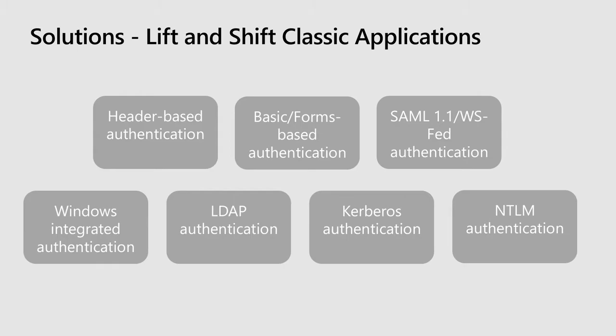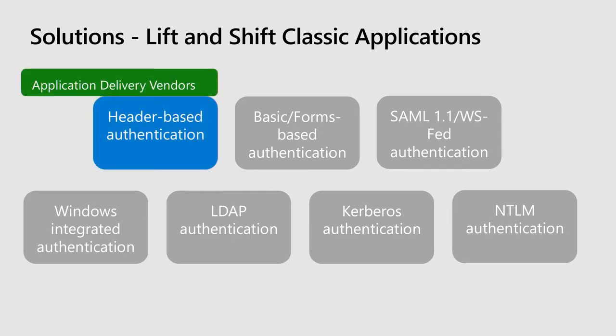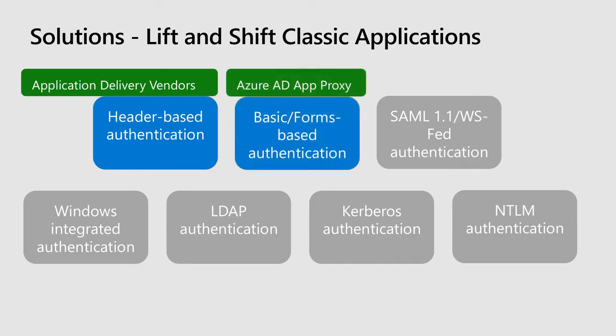So the first thing is for header-based authentication, right? We have application delivery vendors we announced today, such as F5, Zscaler, those kinds of things. You can use those with Azure. You can lift those apps up and start using this, right? Basic forms auth: Azure Application Proxy. You can use this agent to get that kind of SaaS feel to your web-based front-end apps. With the proxy, you can do things like conditional access and MFA.